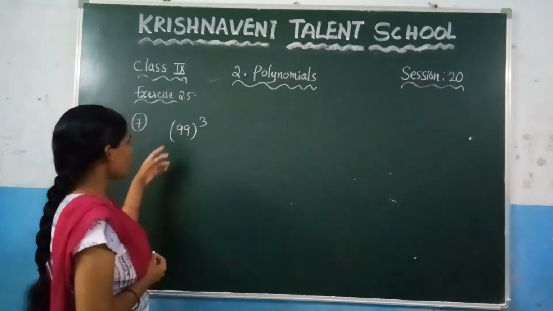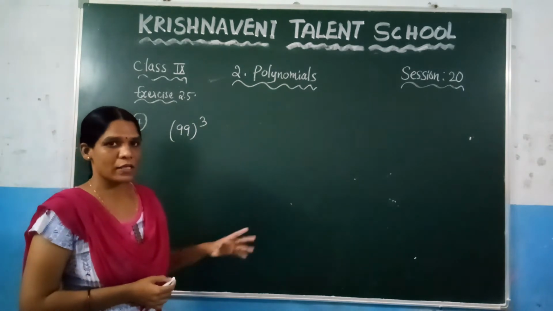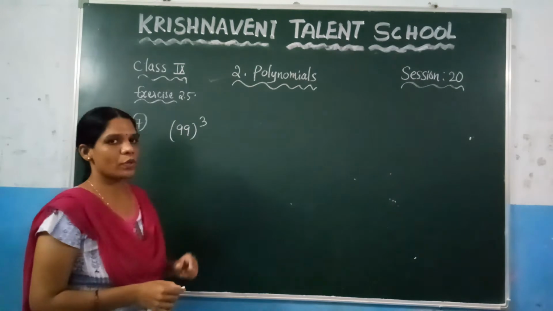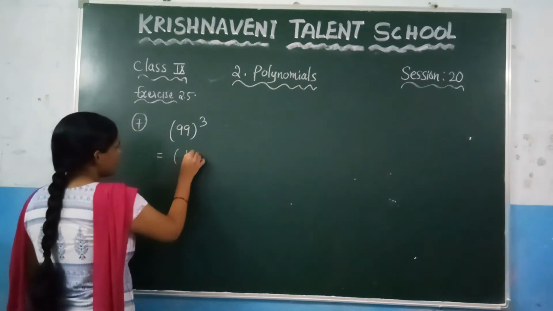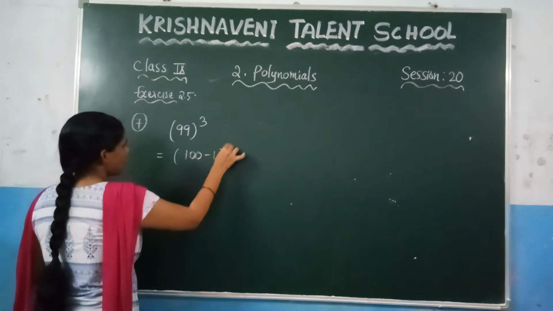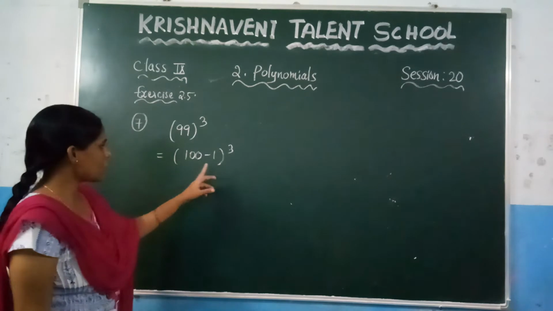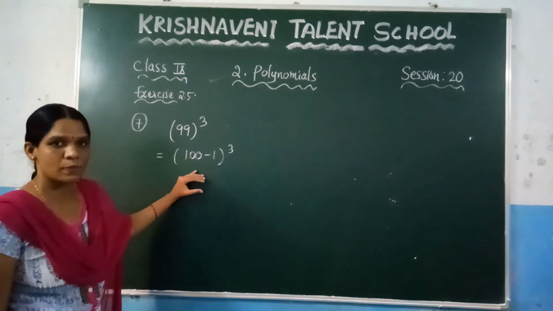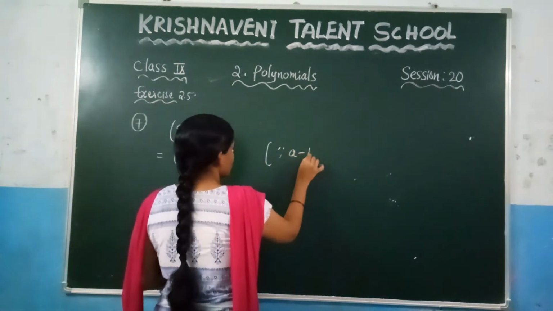What is the power here? 3. So we have to apply either (a minus b) whole cube or (a plus b) whole cube. How can you write 99? You can clearly observe that 99 can be written as (100 minus 1) whole cube. Now we have written 99 as 100 minus 1, so we have changed this into the form of (a minus b) whole cube.